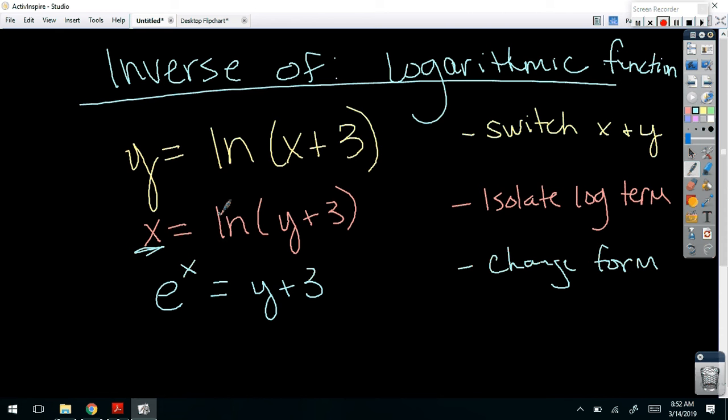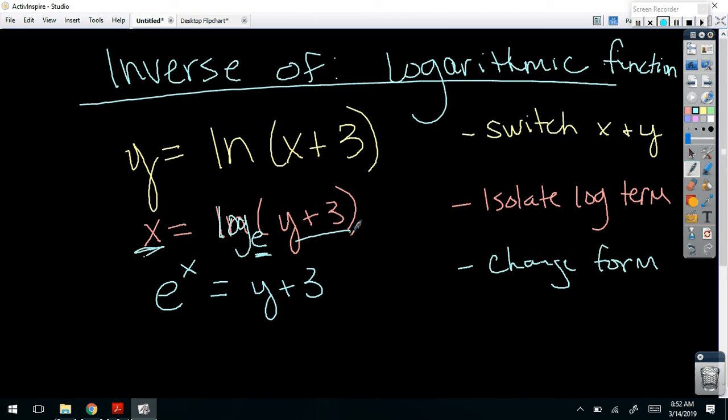So this is log base e. We changed the form to exponential, so e to the x equals y plus 3. You don't write log. This is where we're going from this form to this form. So the log goes away, yes. It's just writing it a different way.